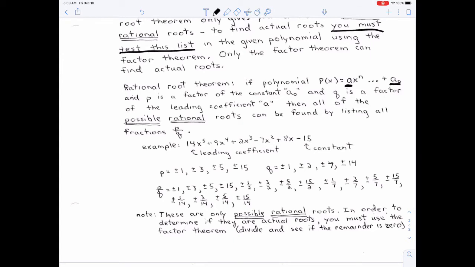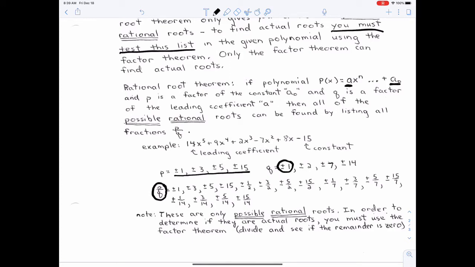We'll do the same thing for the leading coefficient, okay? So what could give you 14? 1 and 14, 2 and 7, again, positive and negative. And this is what you do then. You write every fraction P over Q. Now, don't do this haphazardly, okay? This is what you want to do. Take every one of these numbers and put it over the first Q value.